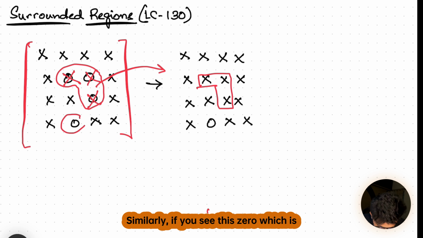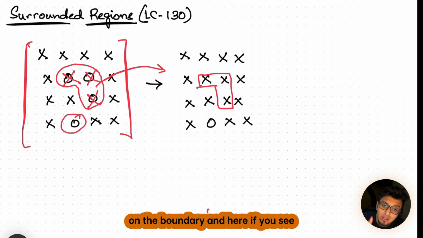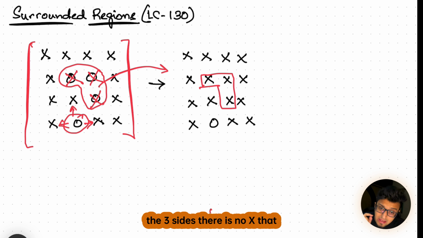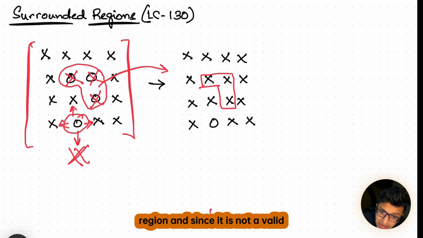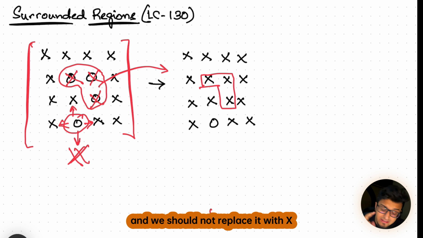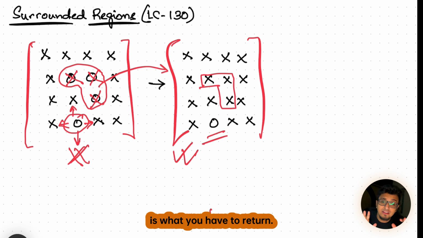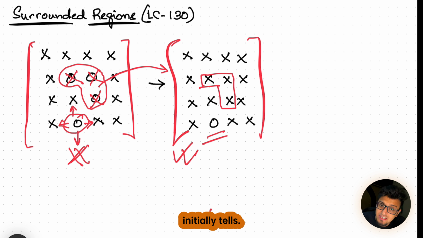Similarly, if you see this 0 which is lying over here, you can see this is on the boundary, and though it is covered by x on all three sides, there is no x on the downward direction. So we cannot say this is a valid region, and since it is not a valid region, we will keep it as is and we should not replace it with x, and thus this is your answer. And this is what you have to return. Hopefully this is clear what the problem statement initially tells.